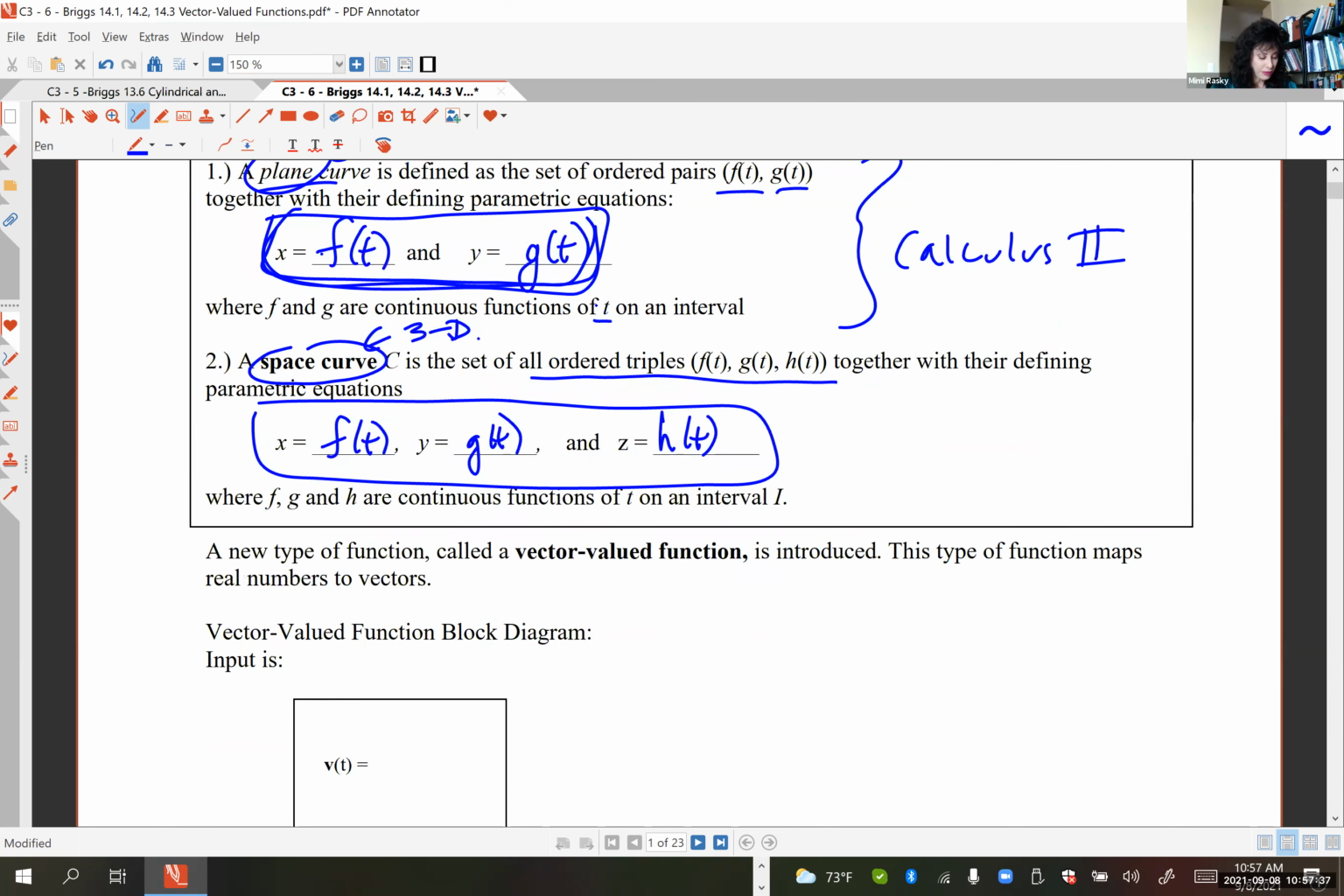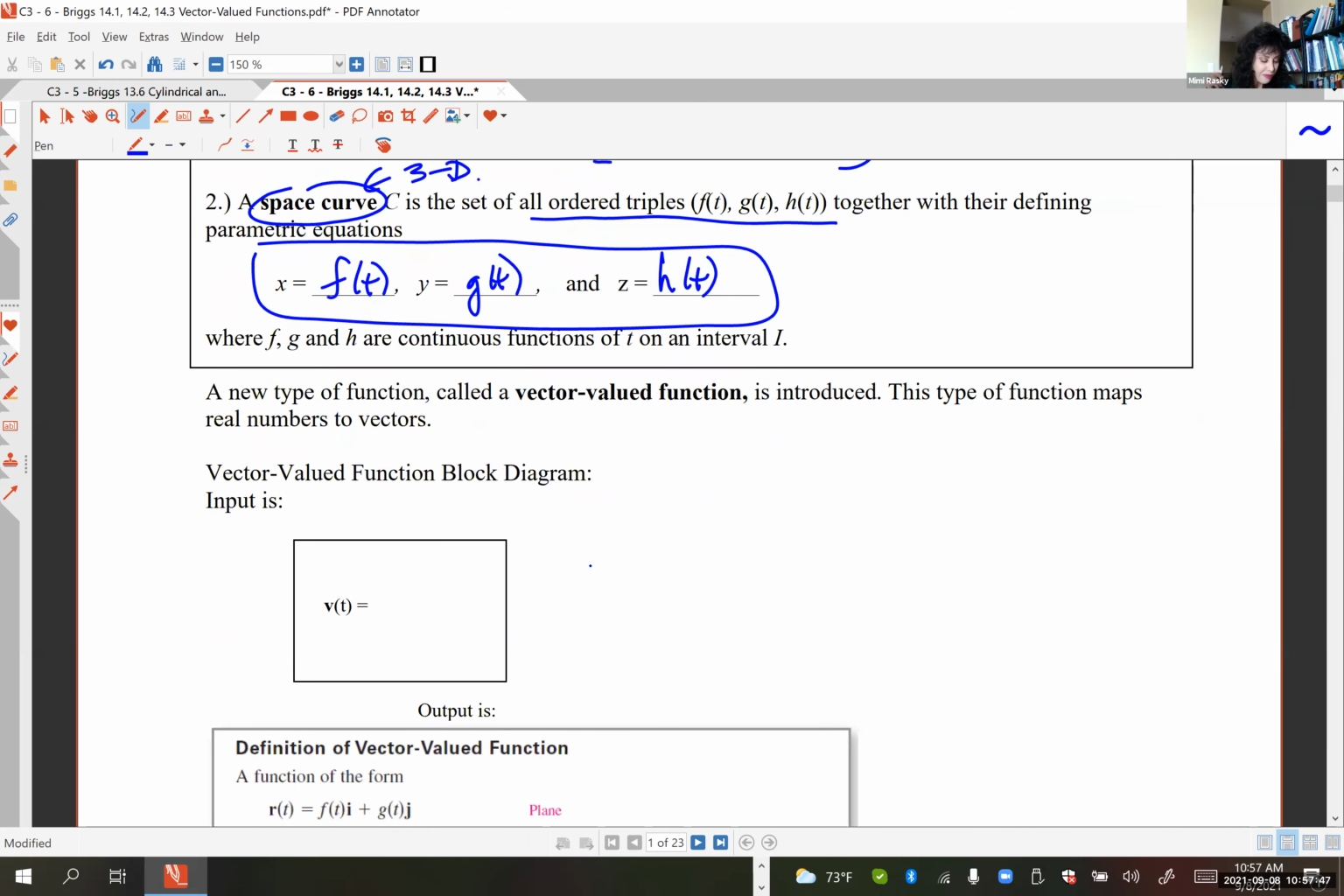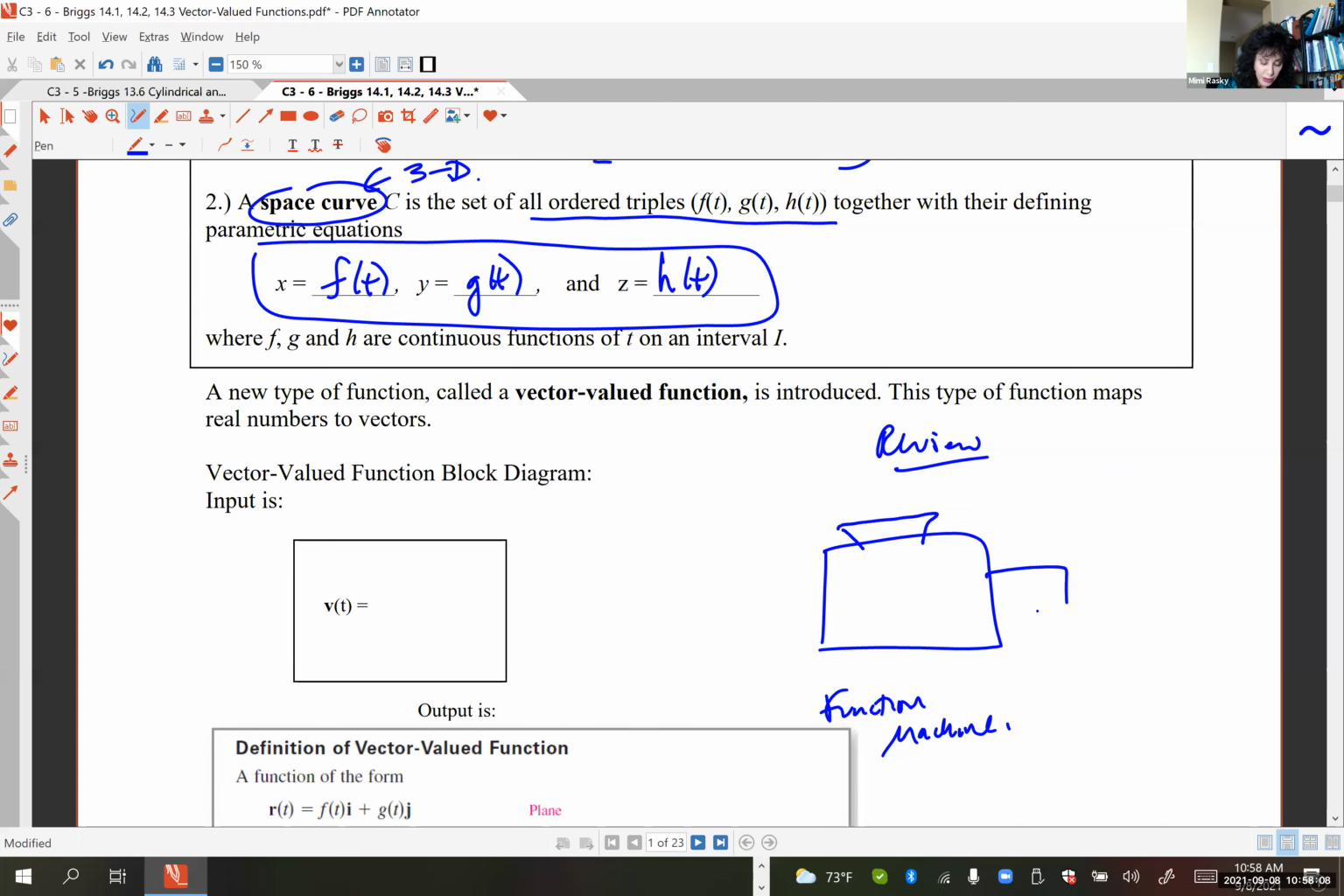Now, let's take a look at this new type of function called a vector valued function that's going to basically spring from these parametric equations. Okay. So before I do this, I want to do some review. Really, this isn't in your course reader, so draw a function machine for me. Here's a picture of a function machine. And you did functions in algebra and pre-calc and trigonometry and calculus. So you know some things about functions. So I want to make sure you have that down before I introduce a brand new function.